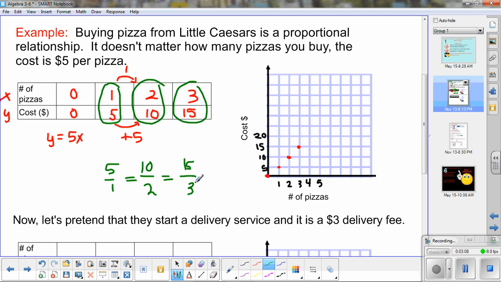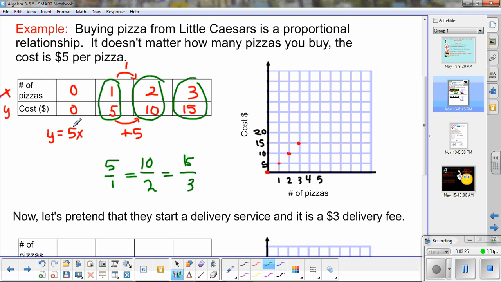Therefore, that's another way to tell it's a proportional relationship, because the ratio of y compared to x is going to be constant, or the same thing, except for when x equals 0. That's how you can tell from a table. Looking at a graph, though, the quickest way to tell it's proportional is that it's a straight line going through (0, 0).